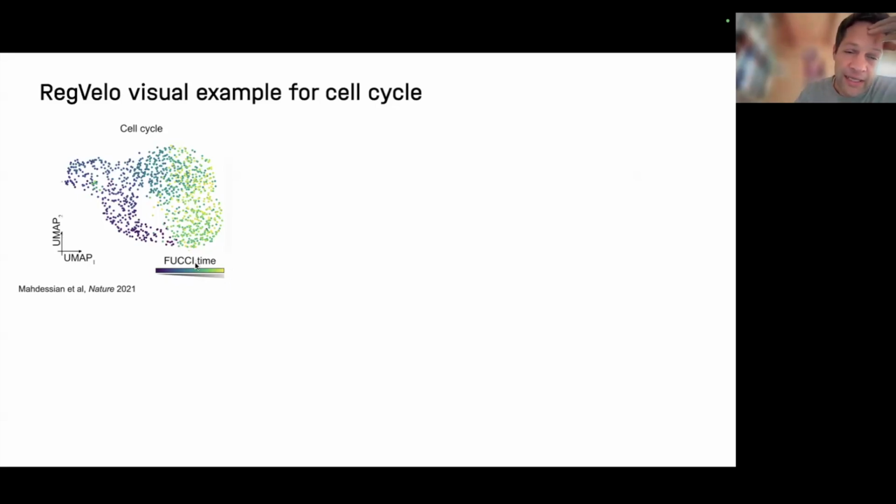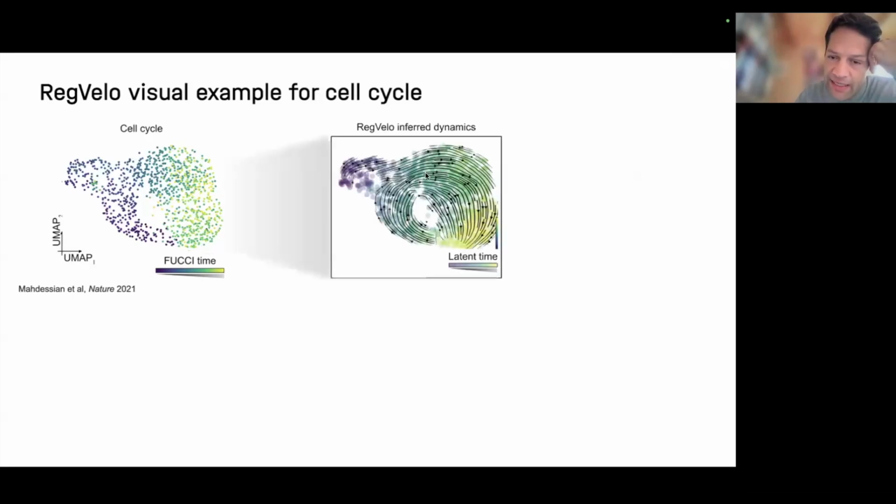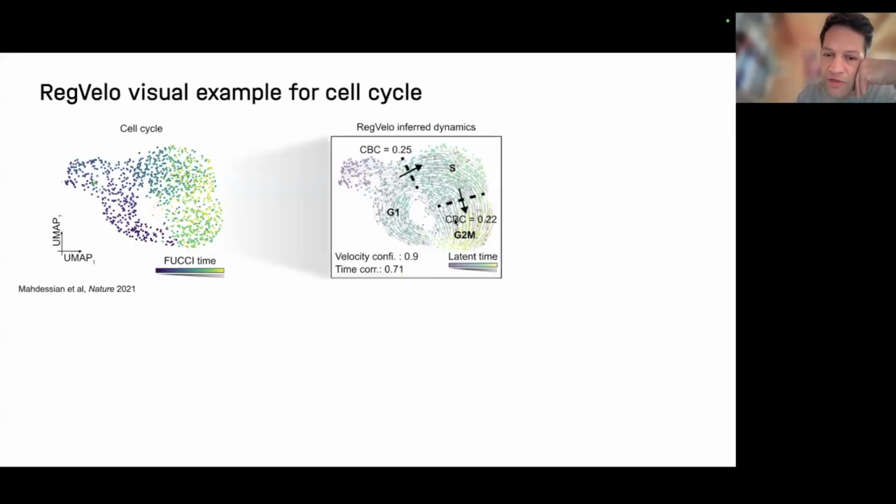So here we look at a data set. Early on, there's just cell cycle. And we have a marker, Fuji, that tells you about cell cycle states. We can see how much we reconstruct. And if we just take the embedding from RegVelo for the cycling cells, you see, hey, nicely, we get the right dynamics as you would expect. Remember, we have arrows, we have vector fields you can project on top. And we can also quantify this.